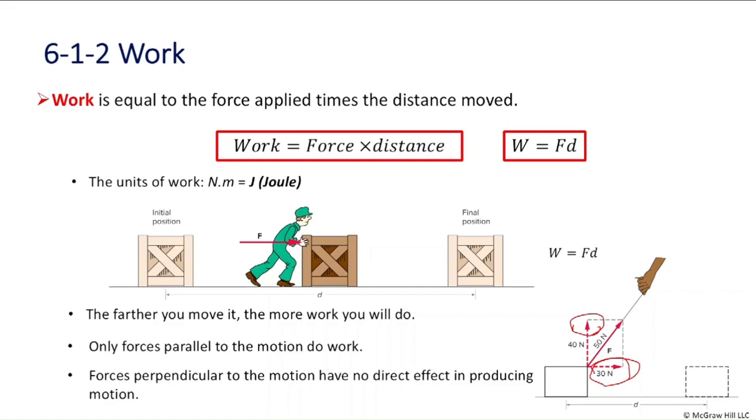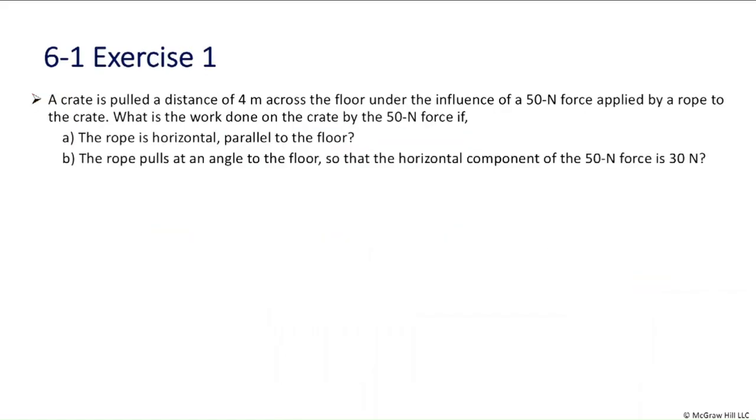Alright, let's try a simple exercise to see this in action. So we have a crate being pulled 4 meters across the floor by a rope. The force applied by the rope is 50 Newton. Now what is the work done on the crate by this 50 Newton force if the rope is horizontal? So that means it is parallel to the floor. That's part A. And in part B, the rope pulls at an angle to the floor. So give a try to solve this.